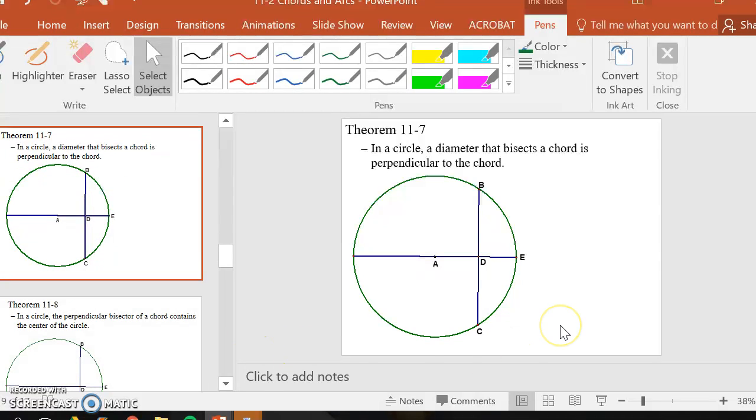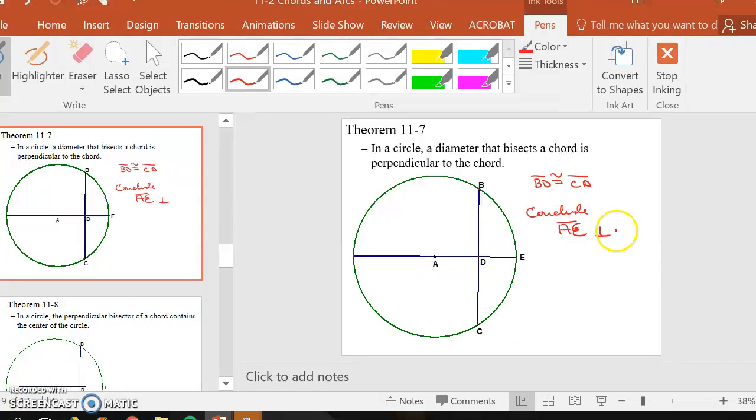Next one: in a circle, the diameter that bisects a chord is perpendicular to the chord. So what they're basically telling us, they're giving us BD is congruent to CD. Now what we do is we conclude that AE is perpendicular to BC. So we can conclude that there are right angles here.